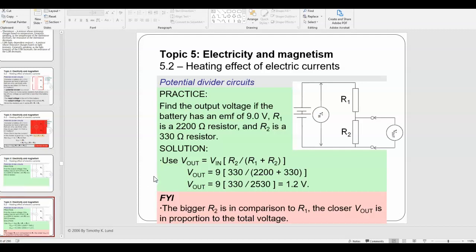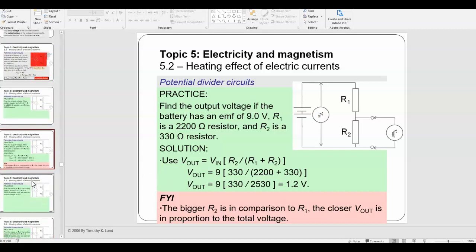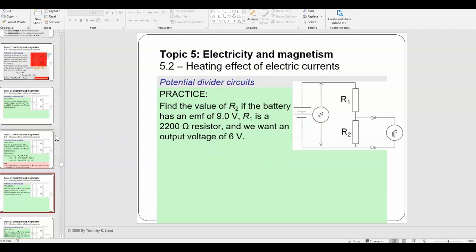Okay, here you see the solution to that. Now, let's step it up a notch. Here we're given basically the same setup, but we're asked to find the value of R2 if the battery has an EMF of 9 volts, R1 is a 2200 ohm resistor, and we want an output voltage of 6 volts.